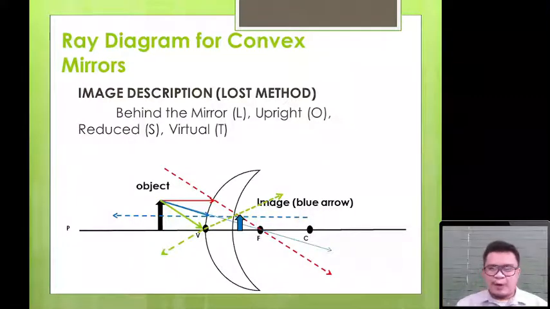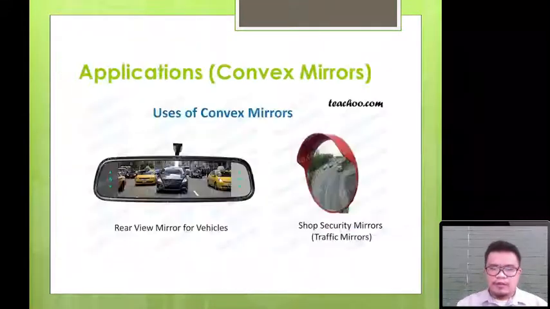Okay? Now, how do we apply this? For convex mirrors, usually we apply them in the rear view mirrors of vehicles. Maybe you have seen them, no? If you have some cars over there, right?